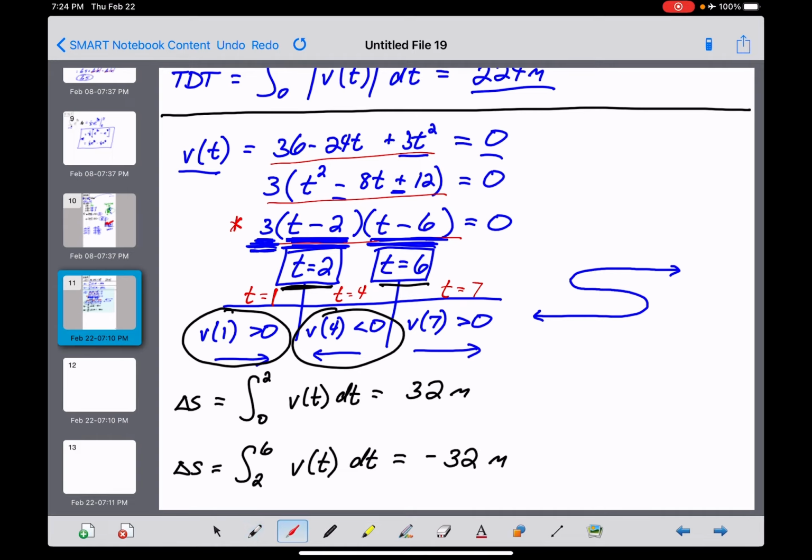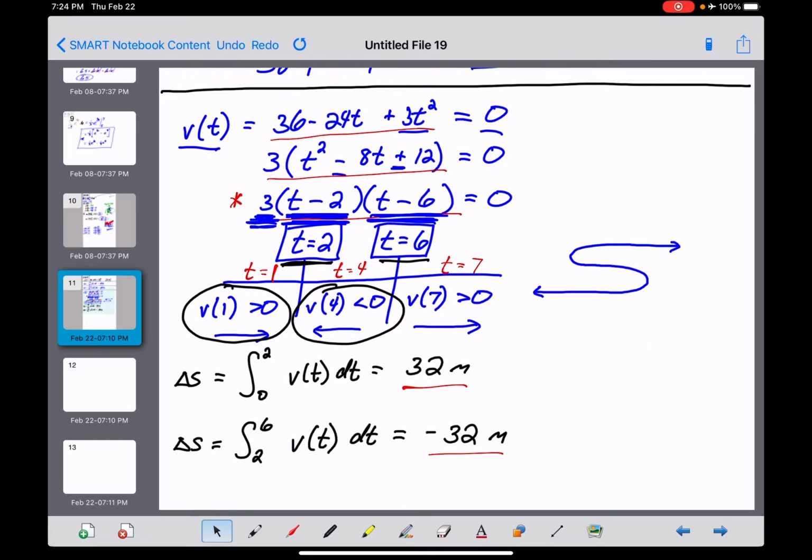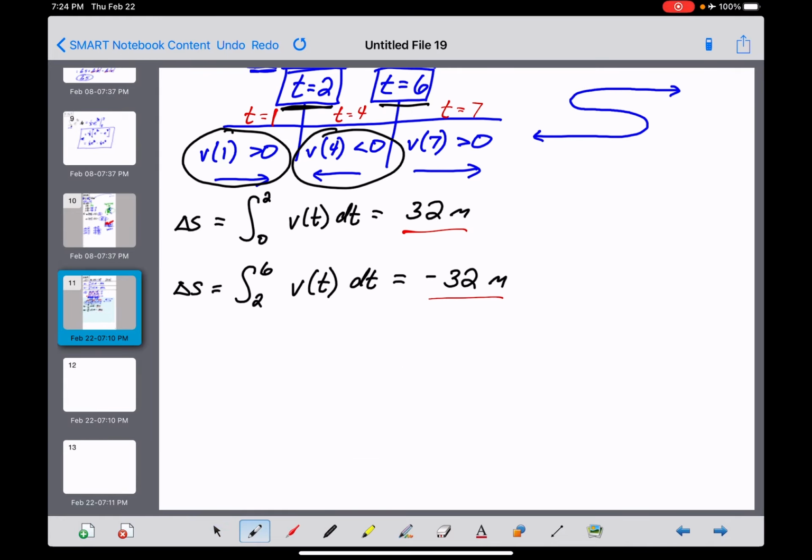Now what that tells you guys is the displacement of this object from 0 to 6 would be 0. We moved 32 meters to the right and then back 32 meters again to the left. And I think I know the answer right here, but let's pretend we don't.